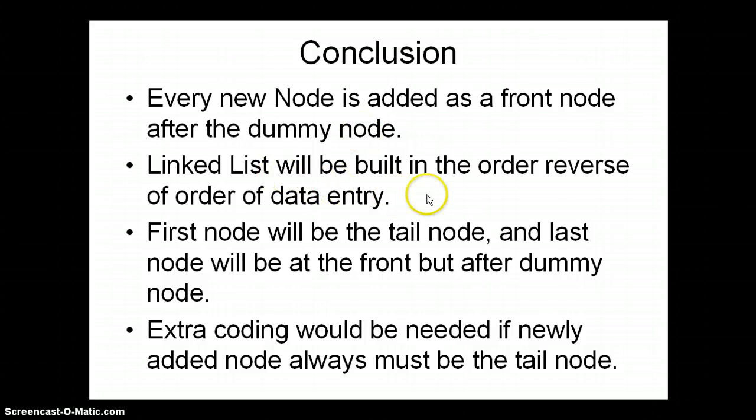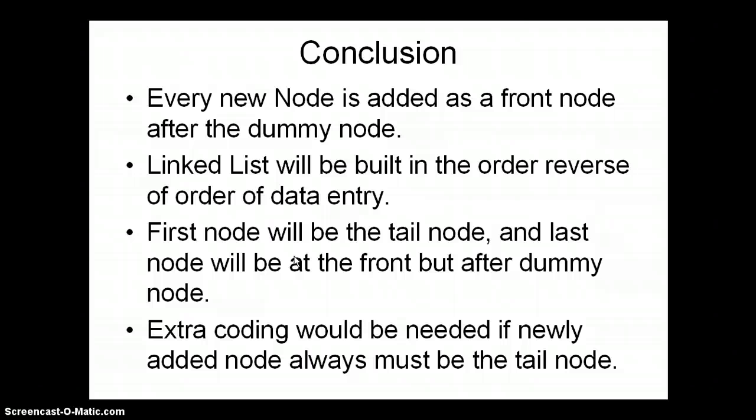The linked list will be built in the reverse order of data entry. The first node will be the tail node of the linked list, and the last node will be at the front but after the dummy node. Now some of you say, okay, I want to create a linked list in a way that the order of data entry from front to back is preserved, just like a queue. Although in a queue you can do the removal, here you're not doing that. In a queue you always add to the rear. So you say, I just want it to behave like a queue, so it's always added to the tail.